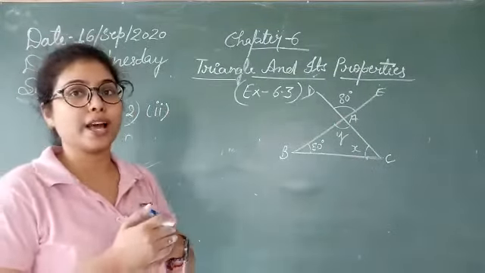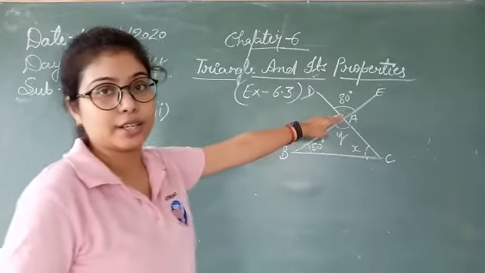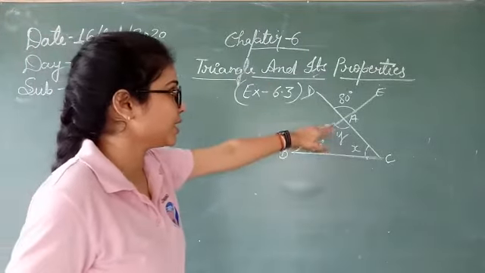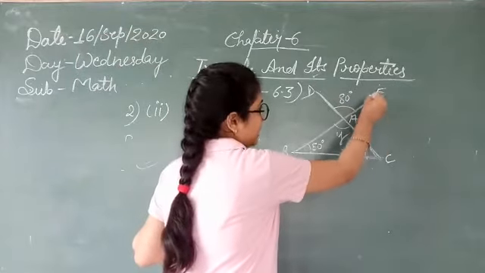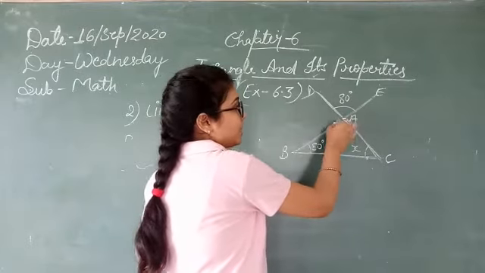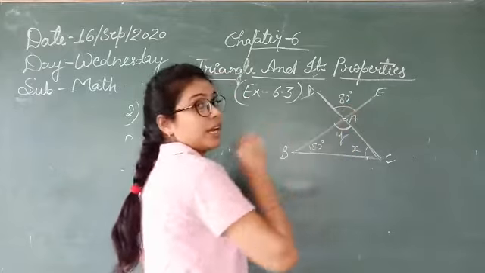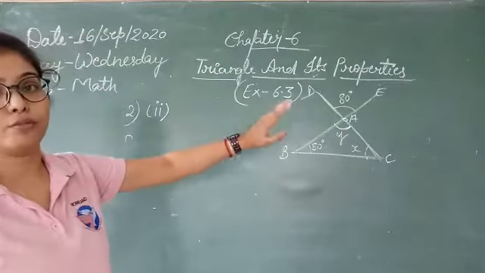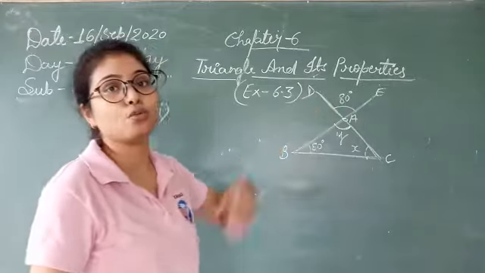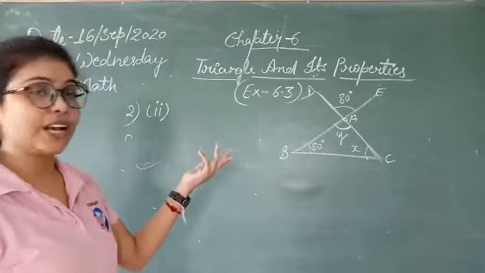I have taught you that when two lines intersect each other, the vertically opposite angles will always be equal. So here you can see that these two lines DC and DE are intersecting each other at point A. So the vertically opposite angle will be equal. That means this angle y is equal to 80 degree. So from here you have got the answer of y. You will write the reason first, y is equal to 80 degree.